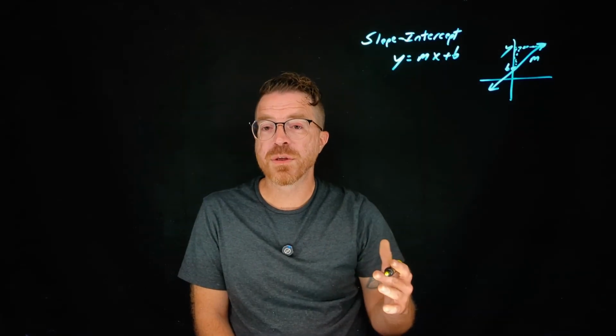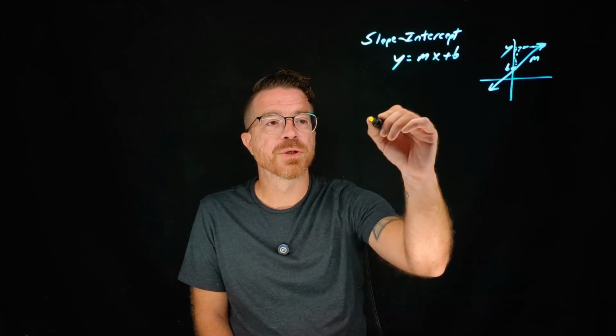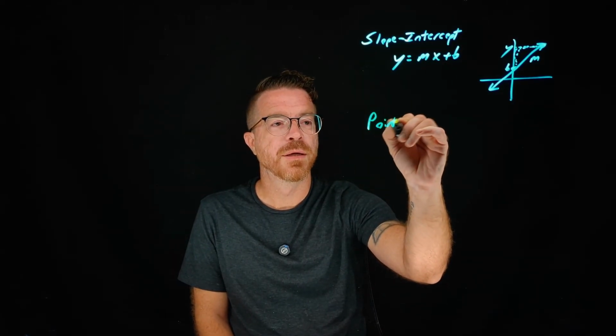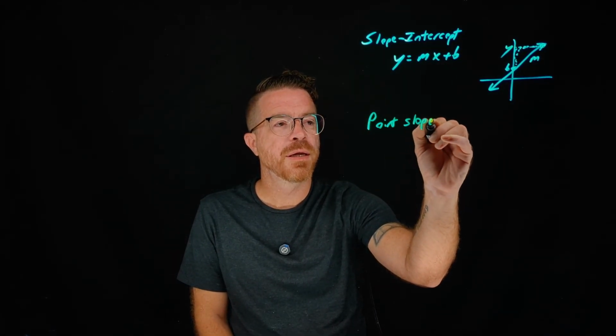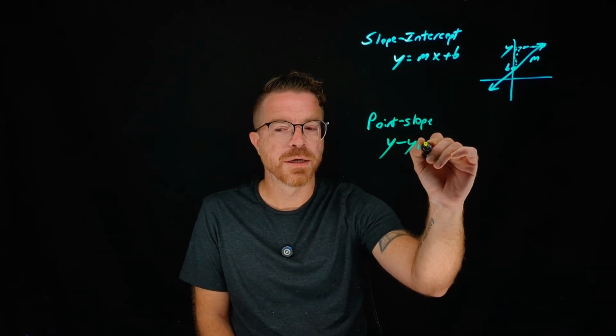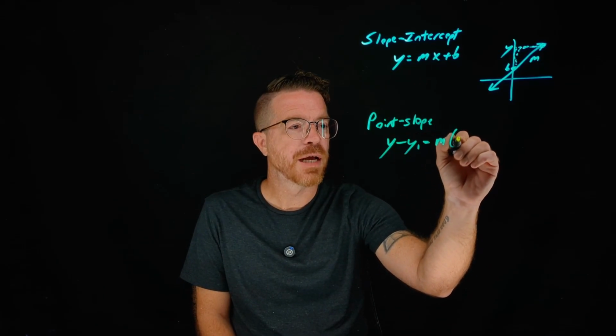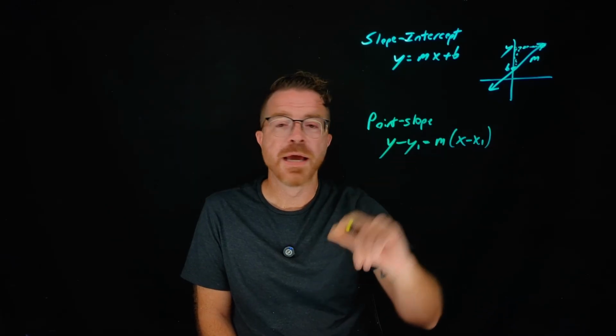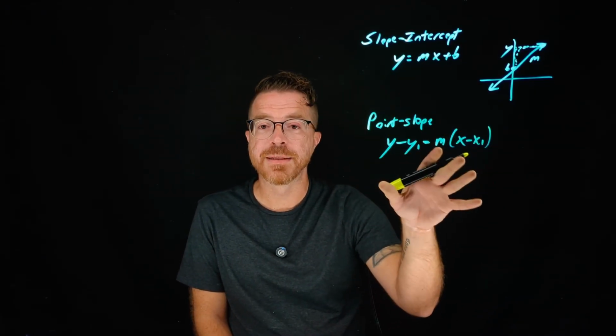When we have more than one point, we may actually want to use what's called the point slope formula. The point slope formula is just that we have y minus y1 equals m times x minus x1. In fact, we're going to be using this one a lot in this course.